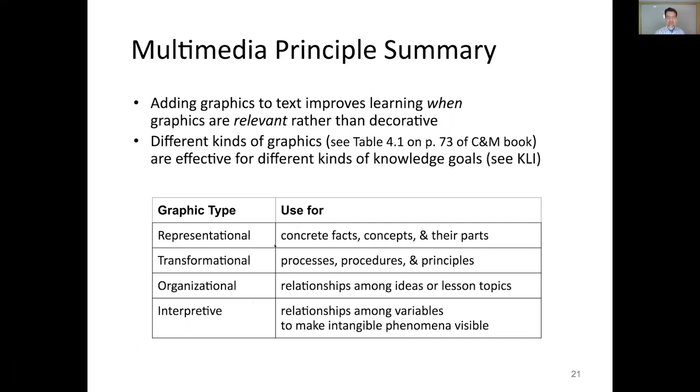The example here is suggestive that some representational graphics may be good for concrete facts. But in fact, if it's just about verbatim memory, as we saw, the multimedia is not going to help with that. But it definitely can help for processes. That's where most of the research has been done. And there are also examples of learning about relationships among variables, like using a number line to learn about relationships between negative and positive numbers. And there's a nice paper in this line of work on that, where the number line would be a more interpretive graphic type. So that's it on the multimedia principle.